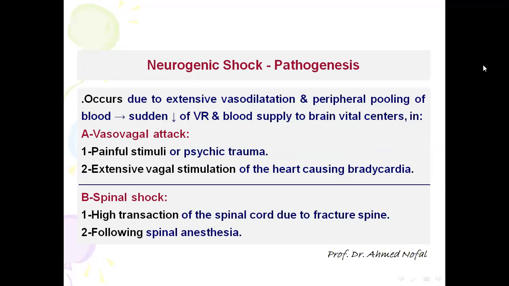In neurogenic shock, there is extensive vasodilatation and peripheral pooling of blood, which leads to sudden decrease of venous return and the blood supply to brain vital centers. This occurs in vasovagal attack and spinal shock.